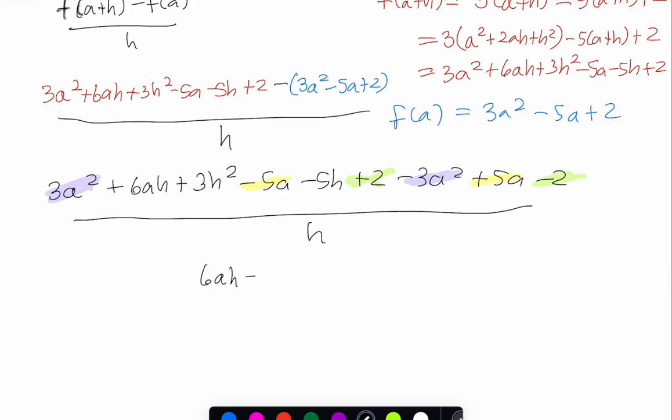All of the pieces that didn't cancel out should contain an h and be divisible by h. To divide by a monomial, you don't just cross it out once. It is divisible into all of the terms in the top. So we're going to divide it out of everything. If we divide everything through by h, we have an answer of 6a plus 3h minus 5.